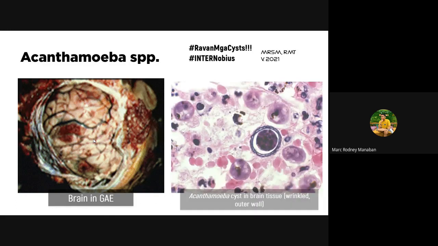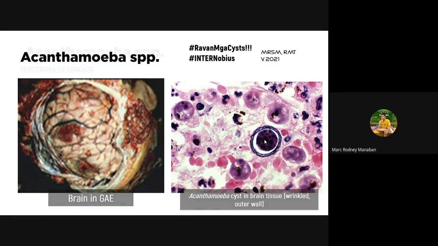Okay, and here is an example of the cyst in brain tissue. Again, a wrinkled outer cyst, and the inner is polyhedral. So again, cysts can be seen in tissue, unlike with Naegleria, where only trophozoites are seen in tissue. There's no cyst. So that's for GAE, or granulomatous amoebic encephalitis. Once the amoeba reaches the brain, this is the disease it causes.